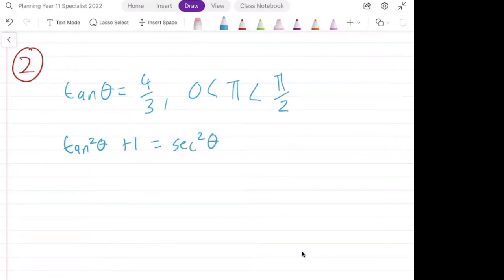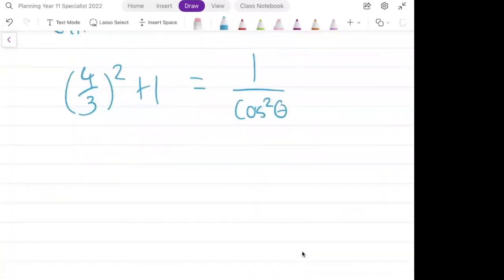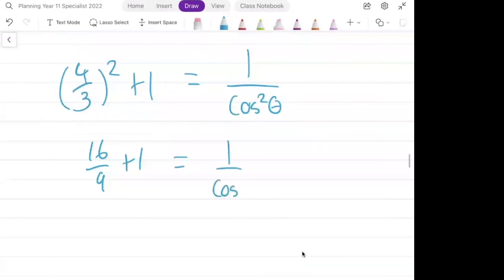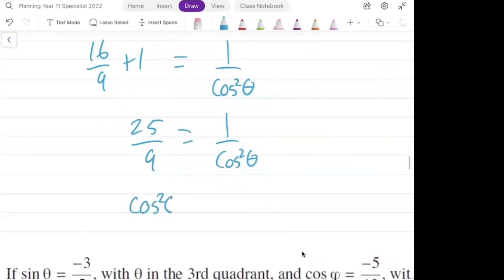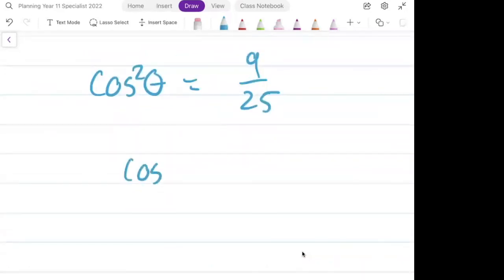So in order to do this, that's going to become 4/3 squared plus 1 is equal to 1 over cos squared theta. If I keep simplifying my algebra, that is going to give 16/9 plus 1 is equal to 1 over cos squared theta. So that is going to become 25/9 is equal to 1 over cos squared theta. If I flip both of my fractions the other way, that's going to give cos squared theta equals 9/25. I can now square root both sides and I get cos theta is equal to 3/5.